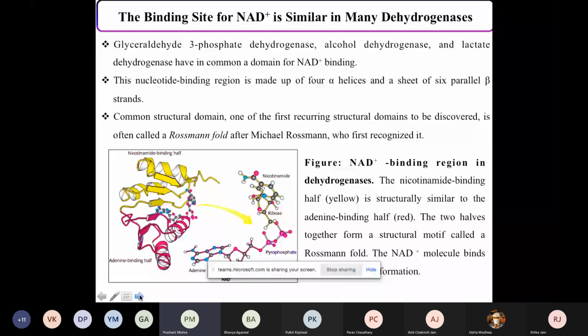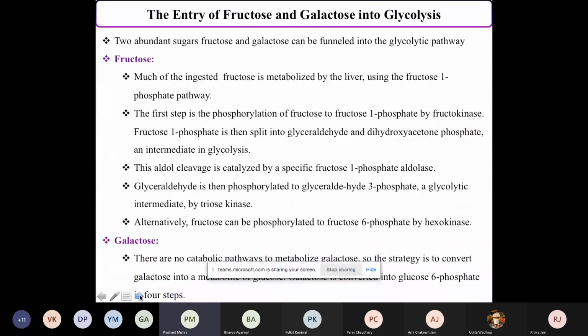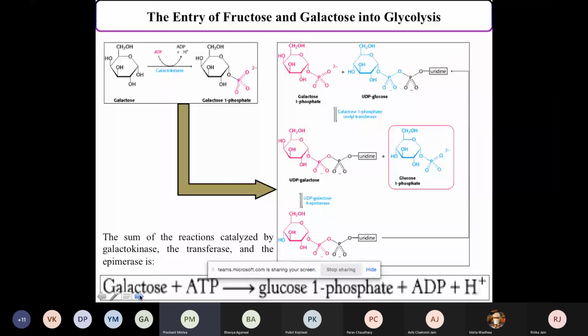Then we have also talked about how dehydrogenases work, and we have also talked about how fructose and galactose are being metabolized. Today, we are going to further probe into galactose metabolism. Suppose there is lack of galactose metabolism, or suppose there is a lack of conversion of lactose to galactose, there are problems, and that is what we are going to discuss.